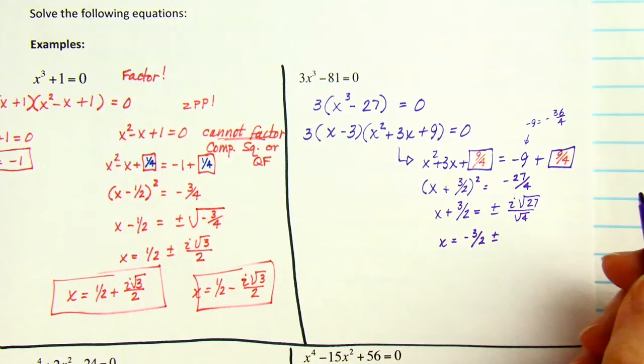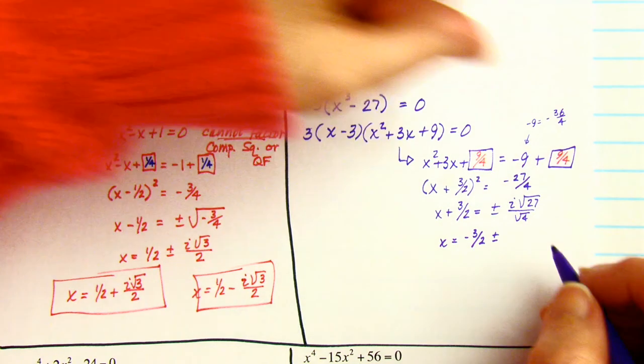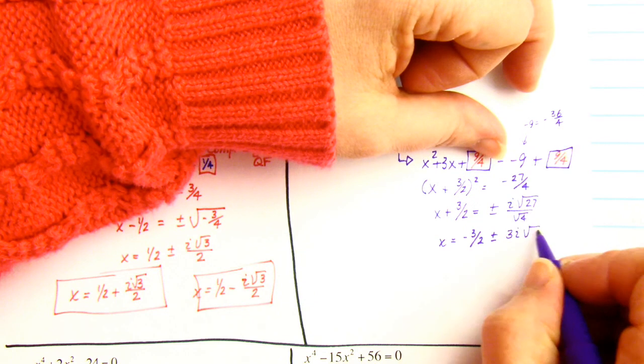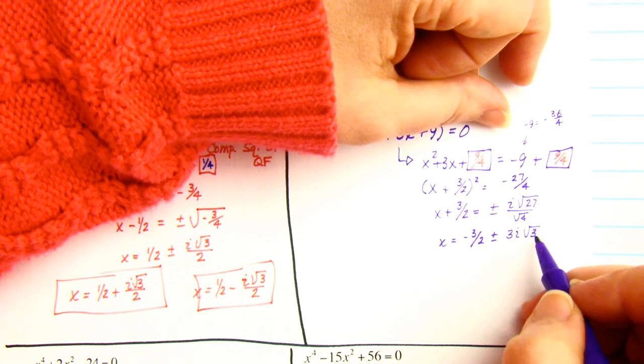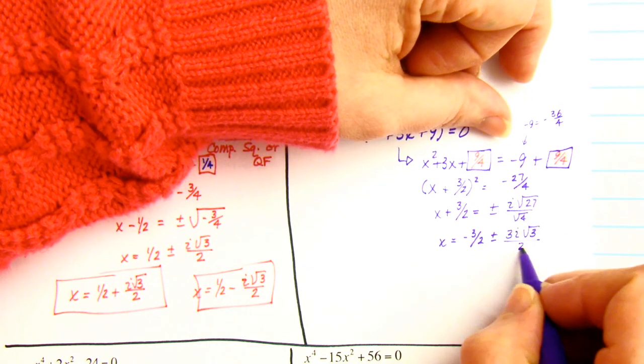27 is not a square, but it does have a square factor, 3. So this is 3i root 3. Right? 27 is 9 times 3, so the 9 comes out as a 3. And root 4 is 2.